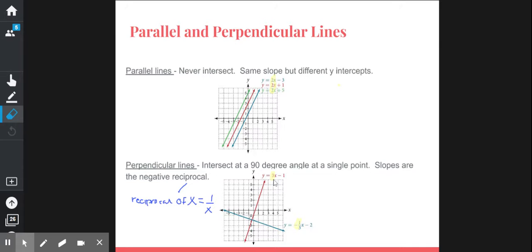In this example, our slope of the red line is 3. The negative reciprocal of that will be negative 1 over 3. Looking at the slopes, making sure it's both negative and the reciprocal, is one way to determine whether or not the two lines are perpendicular.